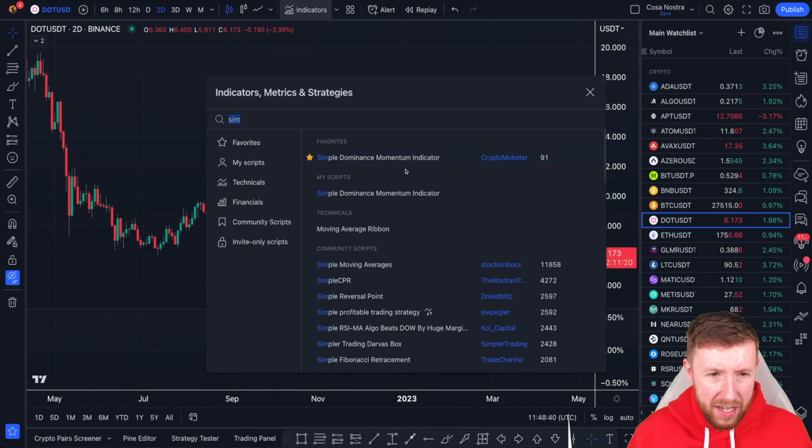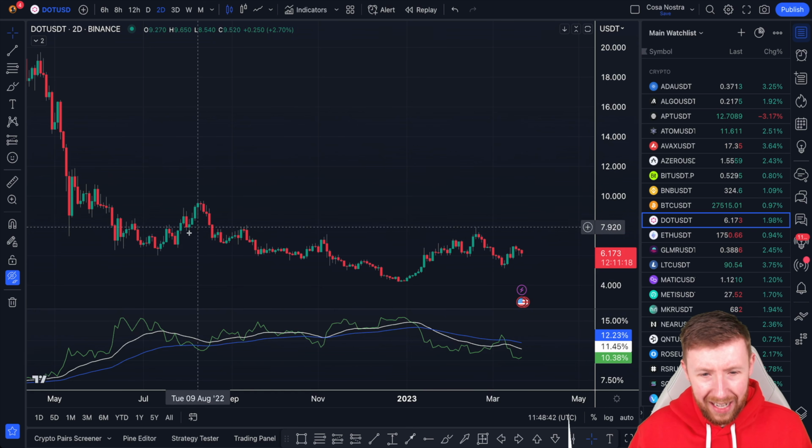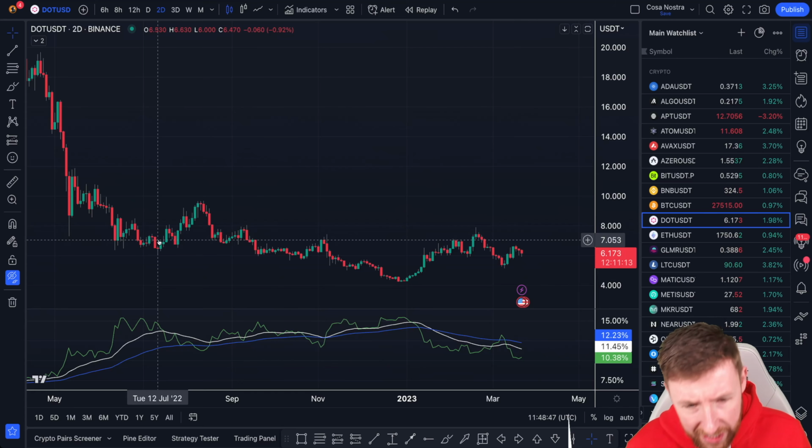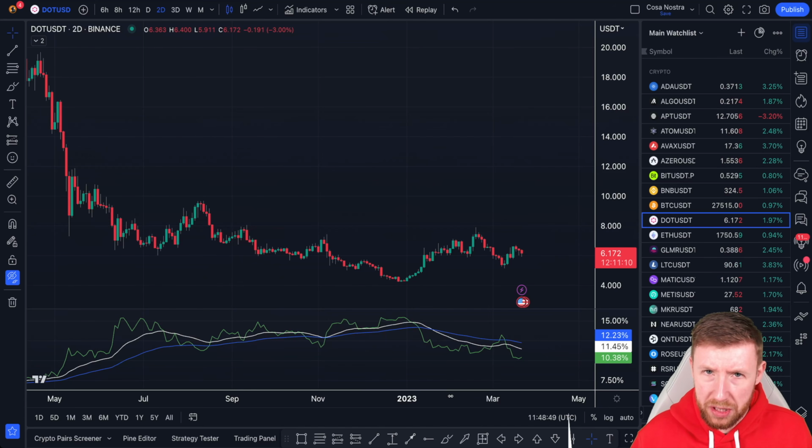Anyways, let's talk about it in terms of simple dominance indicators. Right, when it gets added to your screen, it will look like that. Very, very simple. You're probably thinking it's a lot of lines, like an oscillator. It is, and there are some golden rules that you need to be aware of.